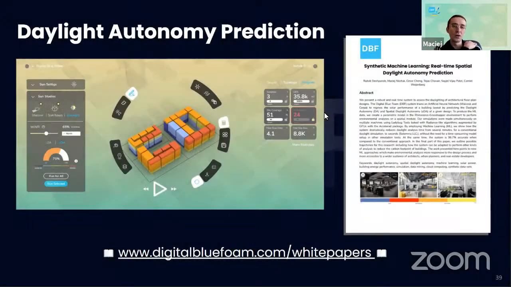We are also currently working on connecting this system with other analytical tools. A great example of this is the connection of the system with real-time daylight autonomy prediction. You can get more info about this in the white paper section of our site, where you can get more technical data on how we actually do it. It's quite interesting because we are using machine learning to achieve the real-time performance.